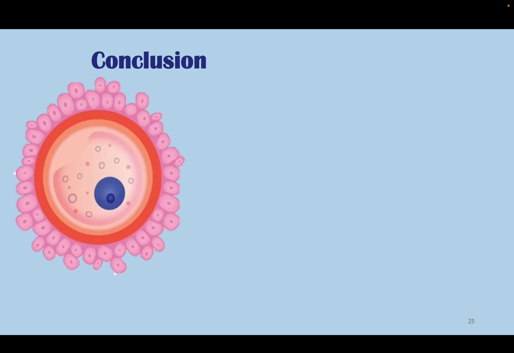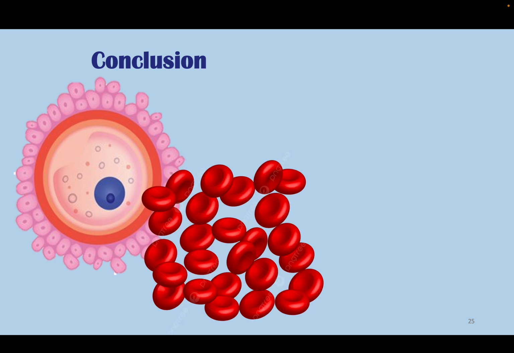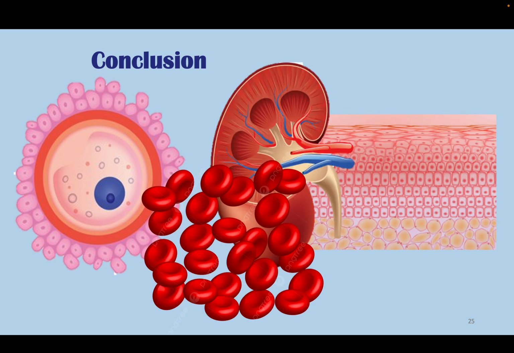In conclusion, cryopreservation is a revolutionary technique for preserving various biological tissues, including oocytes, red blood cells, kidney grafts, and ovarian cells. Through different methods like slow cooling and vitrification, researchers have made significant improvements on enhancing cell viability and minimizing damage during the freezing and thawing process.